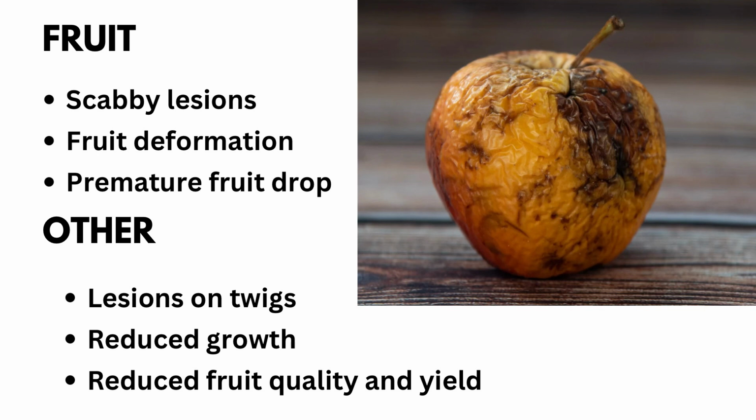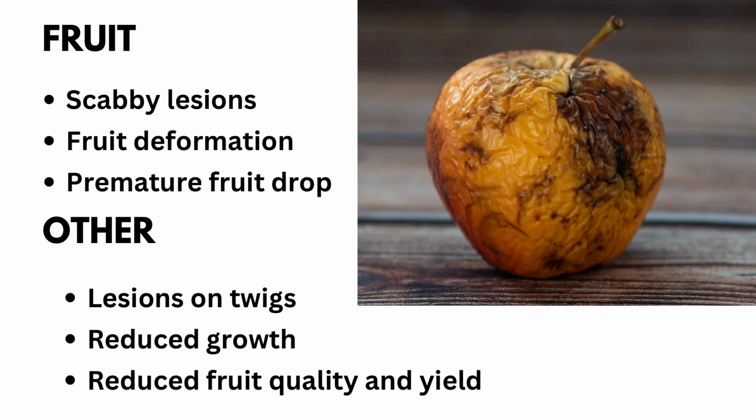Fruit deformation. Infected fruits can become deformed with scarring and may develop unsightly sunken areas. Premature fruit drop. Infected fruits can also drop prematurely due to the damage caused by the bacterium, thus reducing the overall yield. Other symptoms include lesions on twigs.